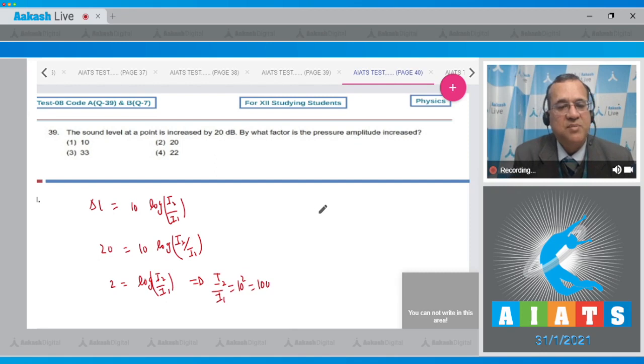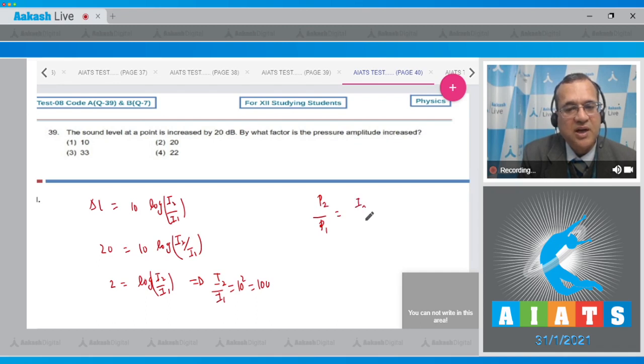Now what is the pressure amplitude? The pressure amplitude P2 by P1 would be equal to the root of I2 by I1, the intensity. So that is equal to root of 100. So the pressure amplitude changes by a factor of 10. Therefore the answer to this question is the first option.